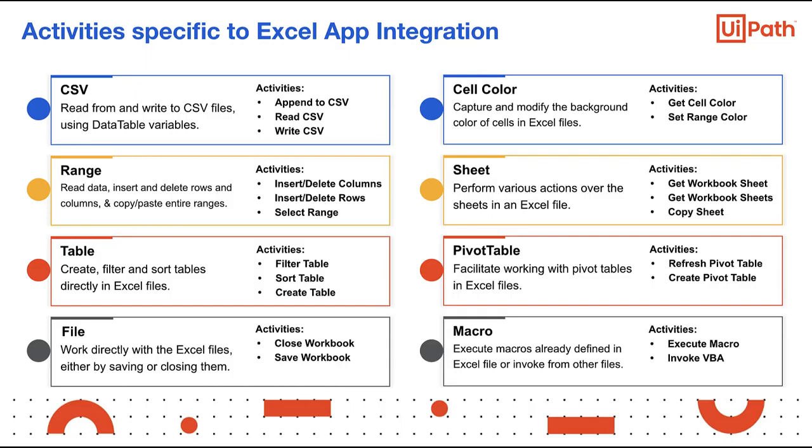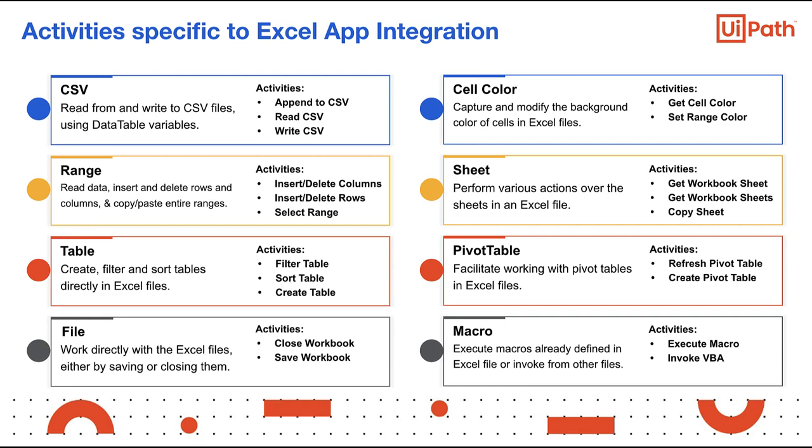Range. These activities can read data, insert and delete rows and columns, and even copy and paste entire ranges. They are similar to the corresponding activities under data table, but they work directly in the Excel file. The activities under this category are delete column, insert or delete columns, insert or delete rows, select range, get selected range, delete range, autofill range, copy and paste range, lookup range, and remove duplicate range.